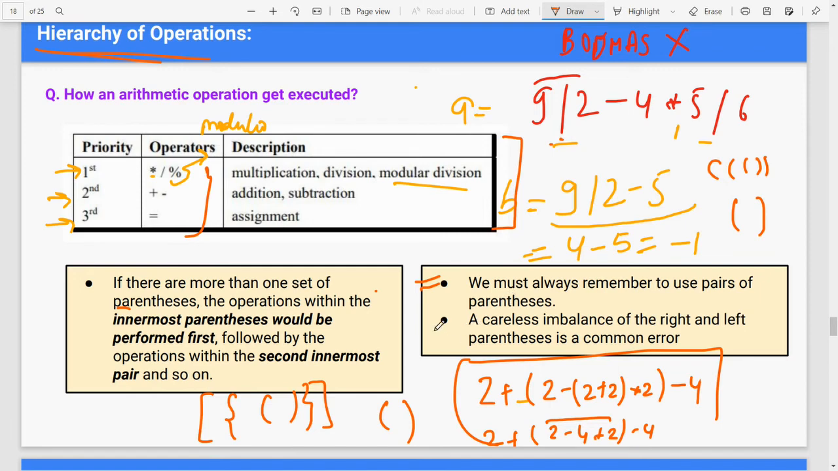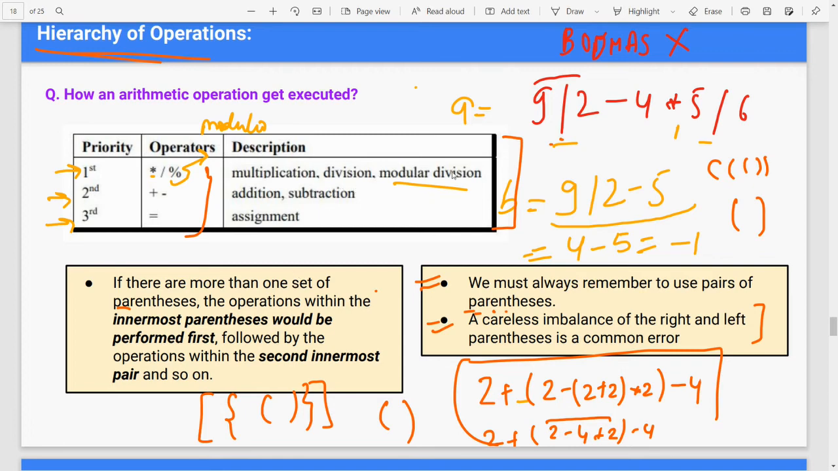That's why a careless imbalance of left and right parentheses is a common error. When I was learning programming 5 years ago in BSc first year, we made a lot of errors. When a lot of complex arithmetic operations are involved, we used to make a lot of these parenthesis errors. That's why I remember that this particular thing is a common error, and it happens with everyone who tries to learn coding for the first time. Okay, we'll be discussing more things related to this hierarchy of operations.